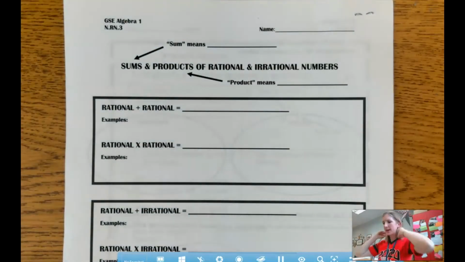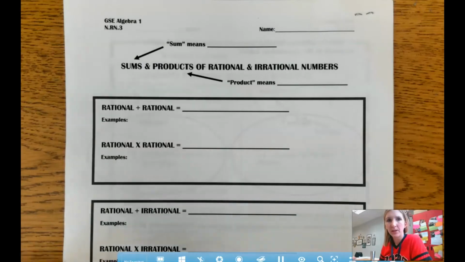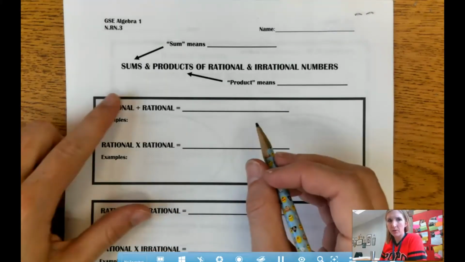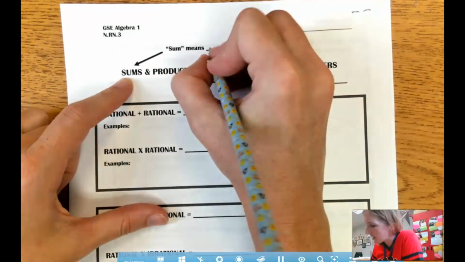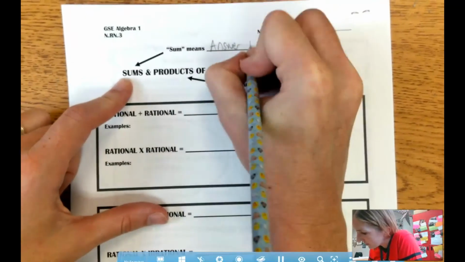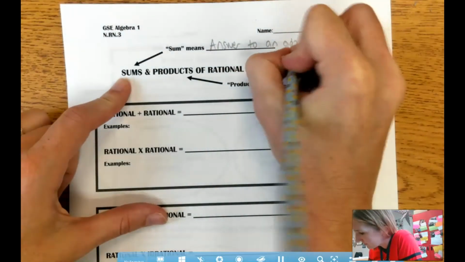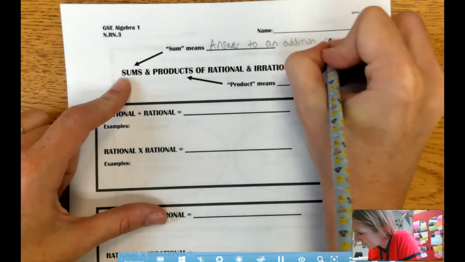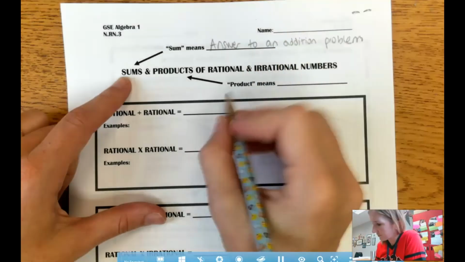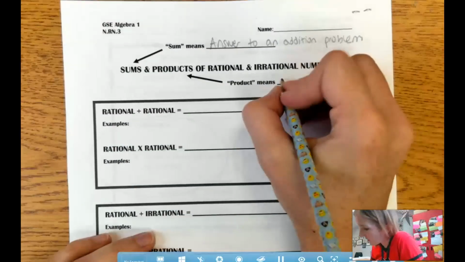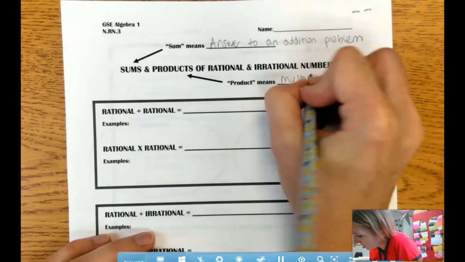So this is my last page. We're talking about sums and products of rational and irrational numbers. So we're trying to figure out if there's any sort of rules that we can assume when we're trying to find sums and products of rational and irrational numbers. So before we start, let's do a quick review. Sum means the answer to an addition problem. Product means the answer to a multiplication problem.